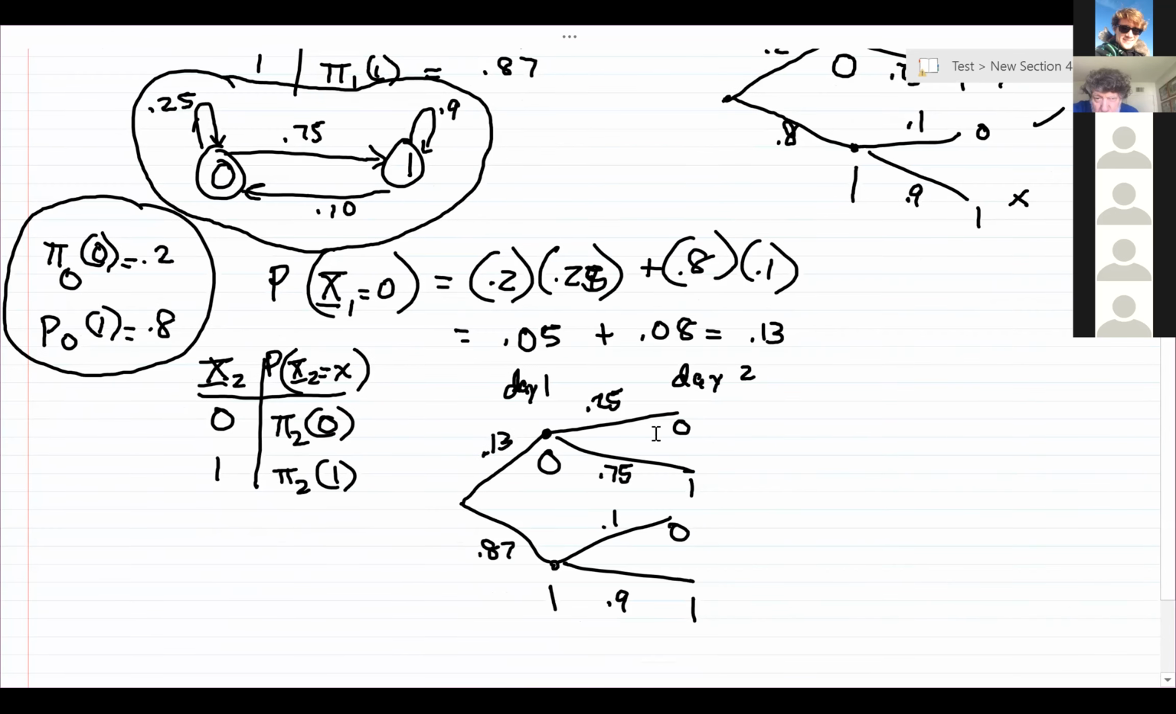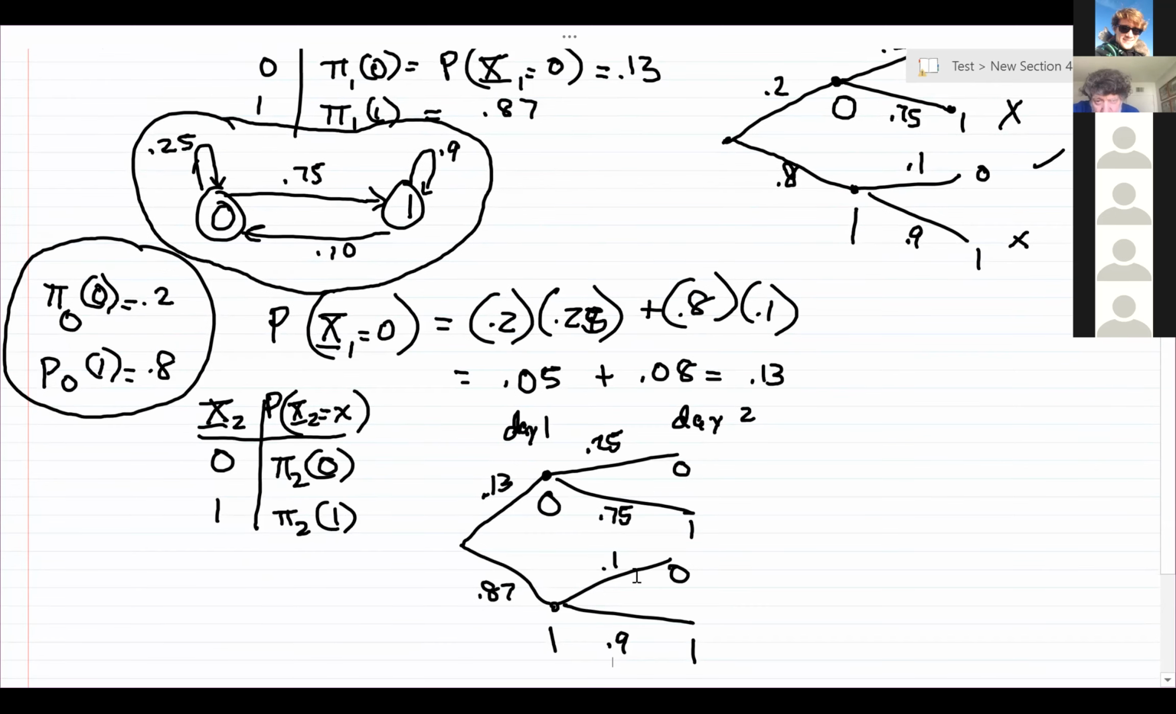Now, we're going just back 1 day, and we're making use of what we've already found. We already know the probability of being broken or working on day one. The transition probabilities don't change. And so we can use this tree to get what we're after.